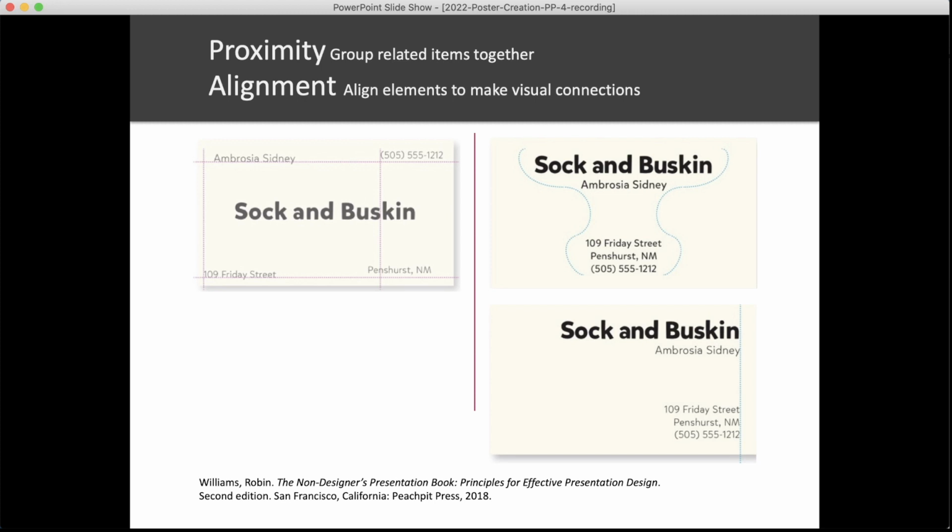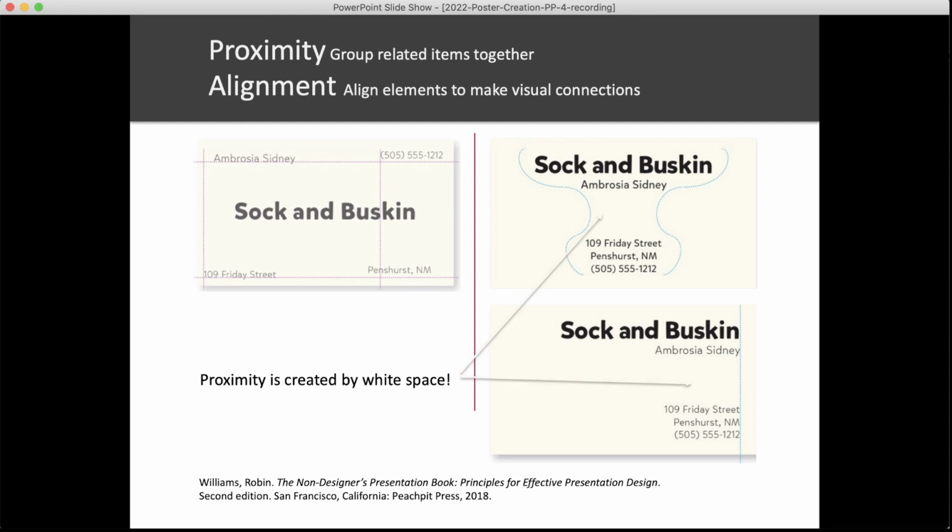Alignment is to align elements to make visual connections. On the top right, it is center aligned. On the bottom right, it is right aligned. And we notice the alignment is both among the unit and between the units. This way, the 2 units appear to be unified, connected, and interrelated. Overall, after alignment, the page looks more organized and unified.